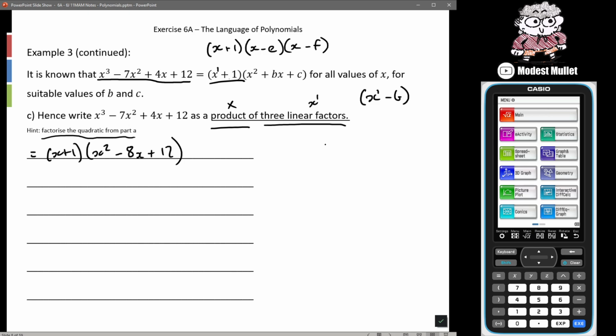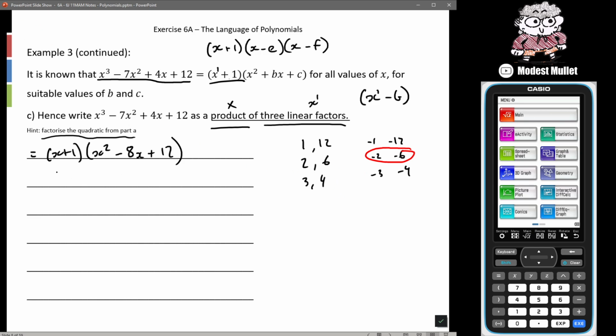We can just use inspection. So we need 2 numbers that multiply to give us 12 and add to give us -8. So we could use 1 and 12. We could also use 2 and 6. We can use 3 and 4. And we could also use the negative versions of that, -1 and -12, -2, -6, -3, -4. They all multiply to give us +12. Which of those add to give me -8 is that one there.